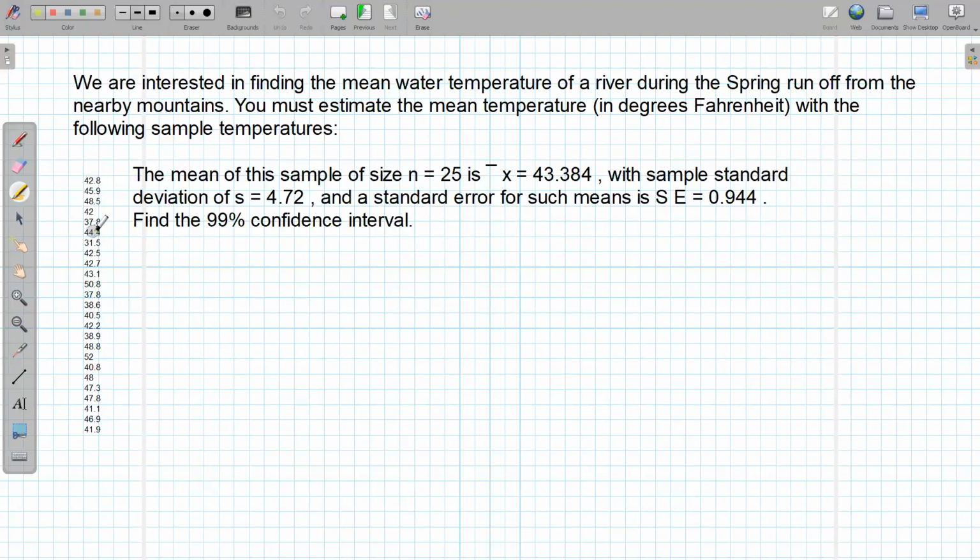So I have some sample temperatures off to the side here. And I already calculated the mean of the sample. That came out kind of weird, that bar is supposed to be over the x. So I have 25 different water temperatures that were measured on this particular river. And the average temperature of those 25 is 43.384. Standard deviation of these guys over here is 4.72.